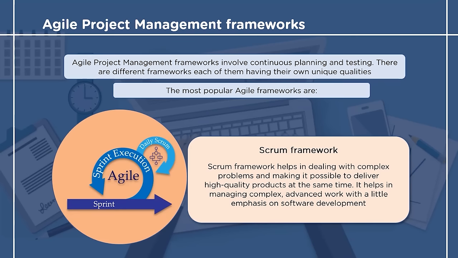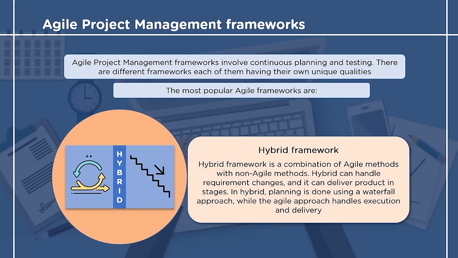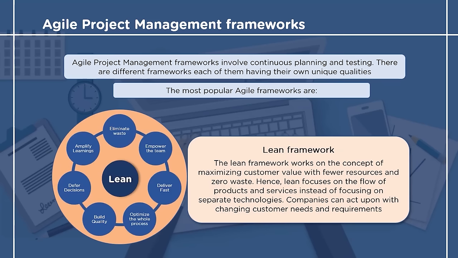The hybrid framework is a combination of agile methodology and non-agile methodology. In the case of a hybrid framework, planning is done using the traditional way of project management, while the execution and delivery is done using the agile methodology. Since the hybrid is a combination of the two, it handles the requirement changes and delivers the product in different stages. The fourth and the last framework we will see is the lean framework.